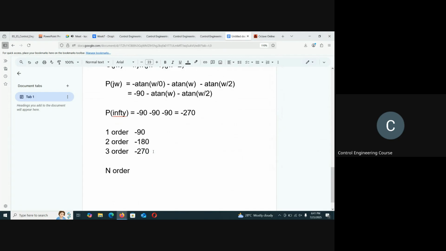What is the formula for an nth order system with n poles and no zeros? What will the asymptotic phase be? Minus 90 times n. Minus 90 times n. That's it.